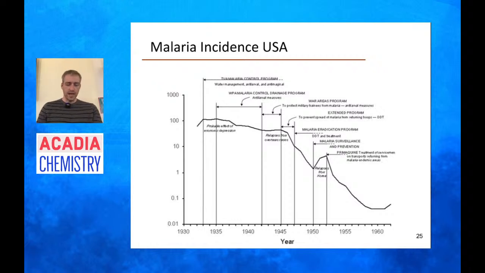This is malaria incidence in the US. I'm not sure if this is total numbers or cases per 10,000, which is a typical measure for incidences of certain diseases. And this is a log scale, meaning every tick on this scale is a factor of 10 difference. You can see in the early 30s, it was around 100 per 10,000 Americans. And by the time, after these spraying programs, and these lines refer to a number of different spraying programs in the US for different regions, they got that number down to less than 0.1. So they were able to suppress the incidence of malaria in the US by about a factor of 1,000, which is a huge success in terms of eliminating disease.